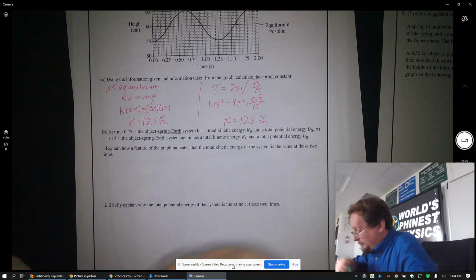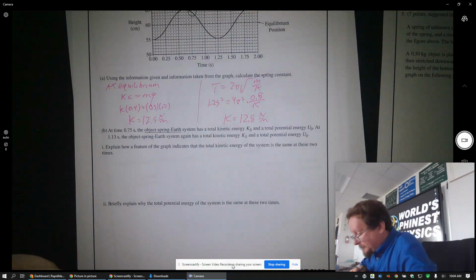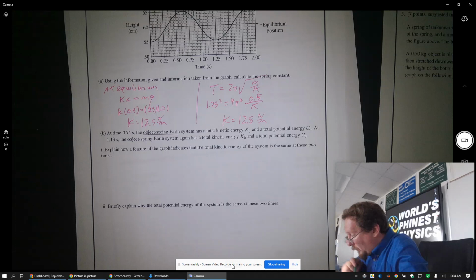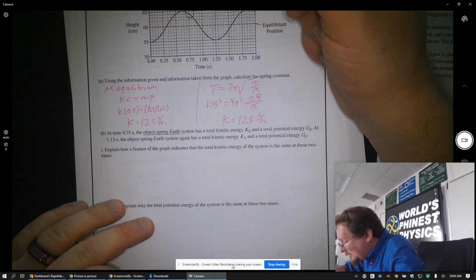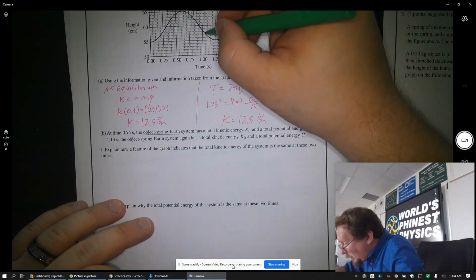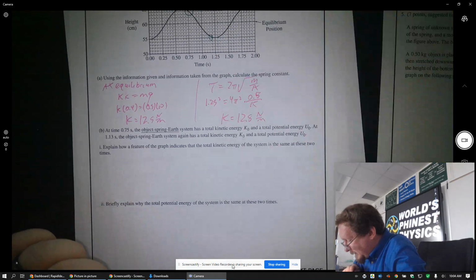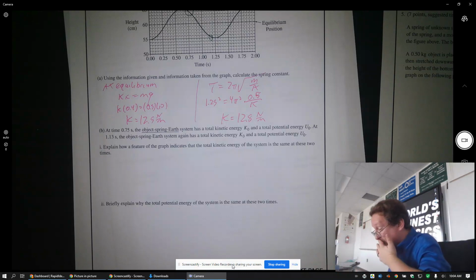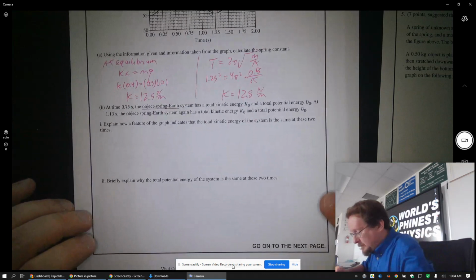At a certain time, the object-spring-Earth system, that's everybody, has a total kinetic energy and a total potential energy at 1.13 seconds. Where am I going to find that? 1.04, 1.08, 1.13, okay, right there. It again has the same kinetic and potential energy. Explain how a feature of the graph indicates the total kinetic energy is the same at both these times.